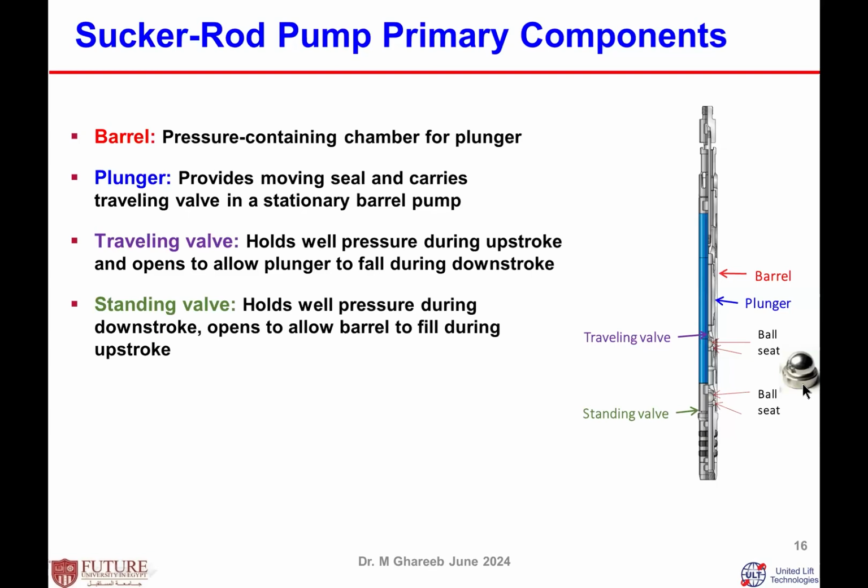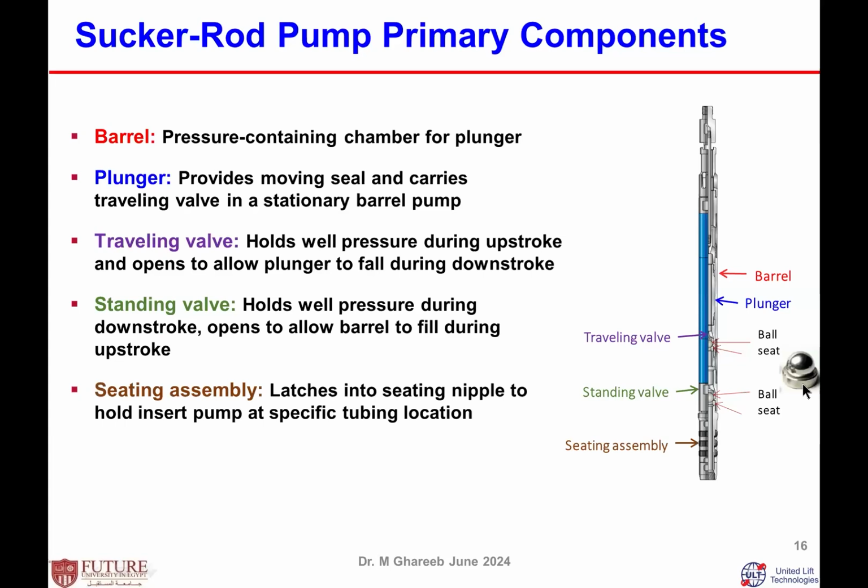The same one in the barrel assembly is called the standing valve. It holds pressure during the downstroke inside the pump. Then you have two check valves in the pump. One is stationary, the standing valve, not moving. And one moves up and down with the plunger, so it's called the traveling valve. I will show you a picture of how it moves and how it runs all together.